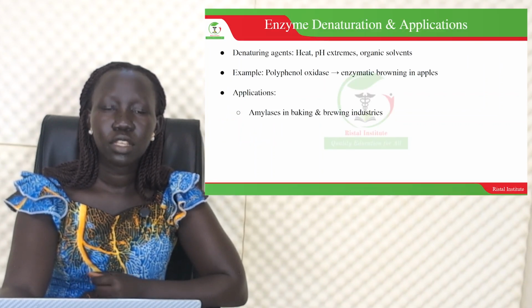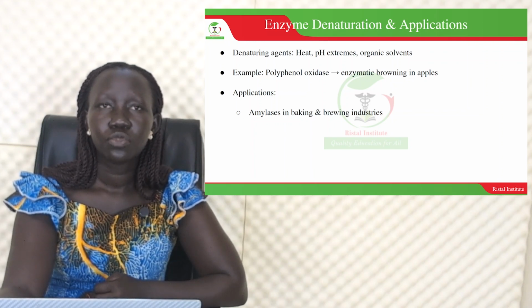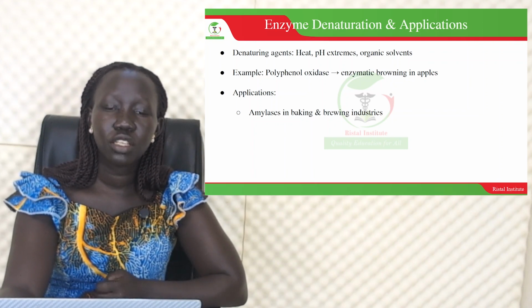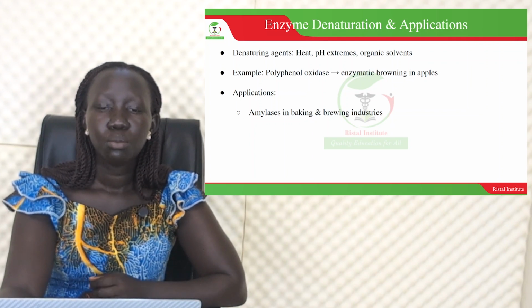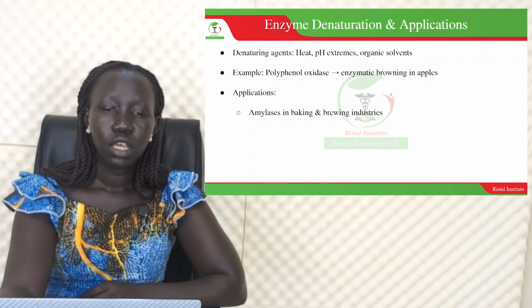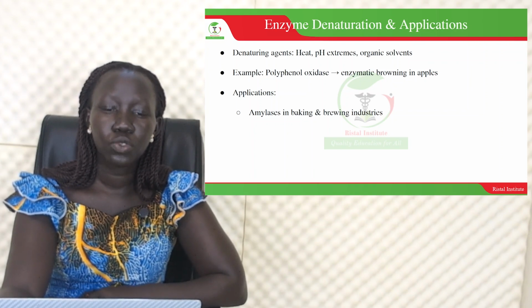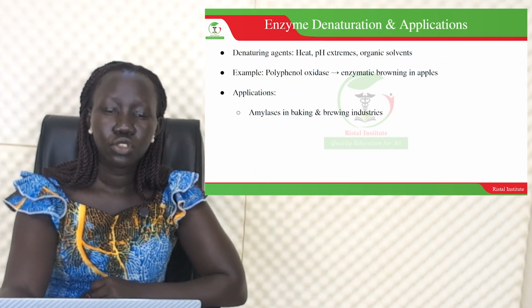Enzyme denaturation and its applications. Denaturing agents: some of the agents that lead to protein denaturation are heat, pH extremes, and also organic solvents. For example, polyphenol oxidase leads to enzymatic browning in apples. For applications, amylases can be used in baking and also brewing industries.